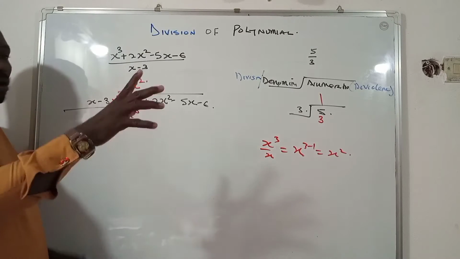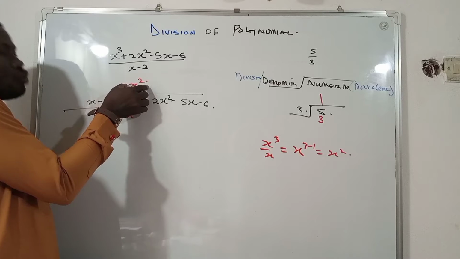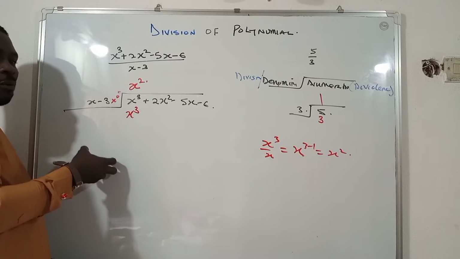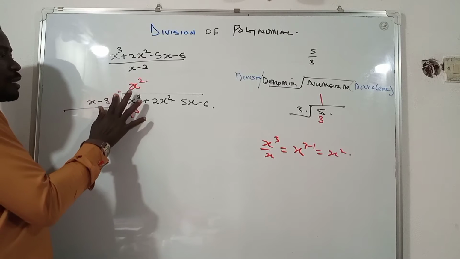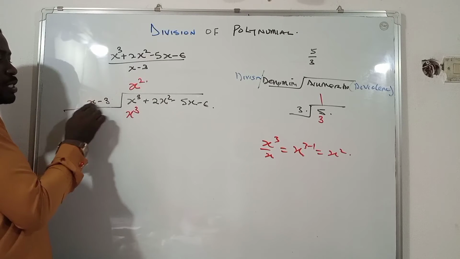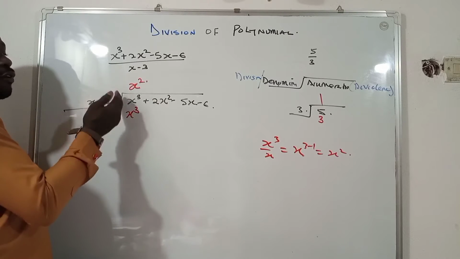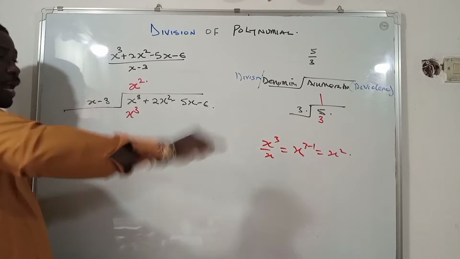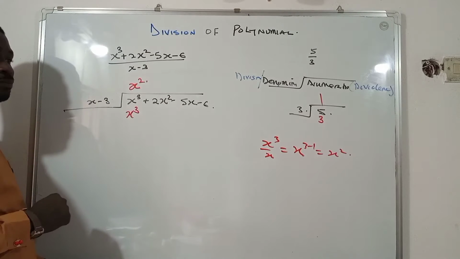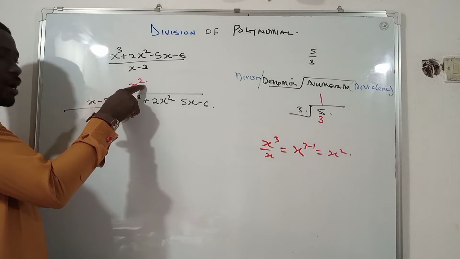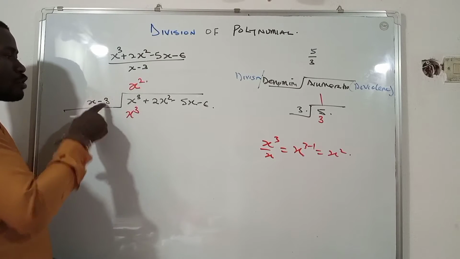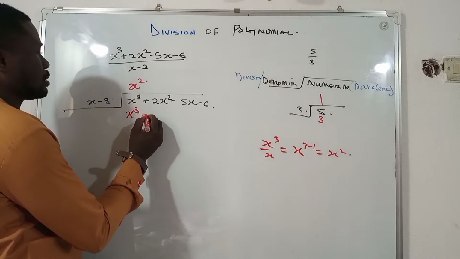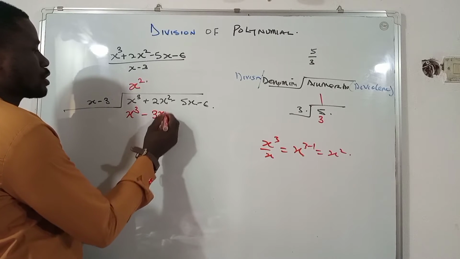Again, at this point in time, the x raised to power 2 must multiply everything that makes up the divisor. Even if our divisor has only 2 terms, this term and this term. Supposing it has 4 terms, it doesn't matter. This must multiply every component of the divisor. So in this case, I'll say x squared times x here will be x cubed. X squared times minus 3, that will give us minus 3x squared.